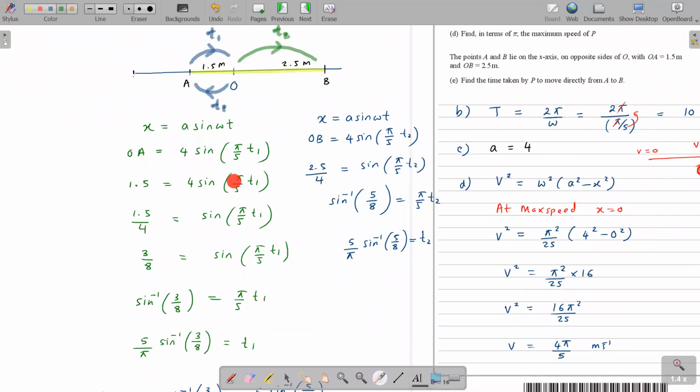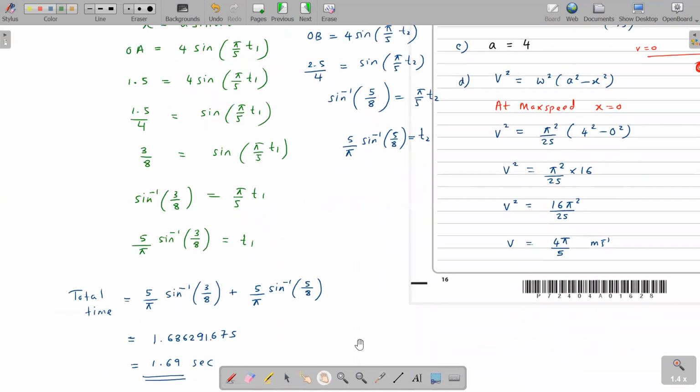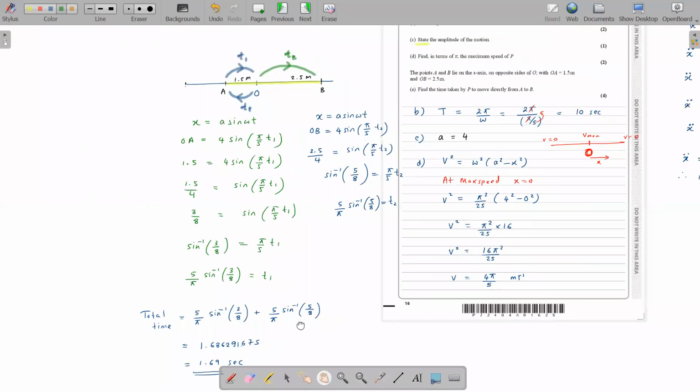Similarly over here, when you simplify, you should be able to handle the simplification, right? You get 5 over pi, sine inverse 3 over 8 is T1. Then you need the time taken to go from A to B, so you add these two values, time 1 and time 2. Make sure your calculator is in radian mode when you type this. Then you get your answer.